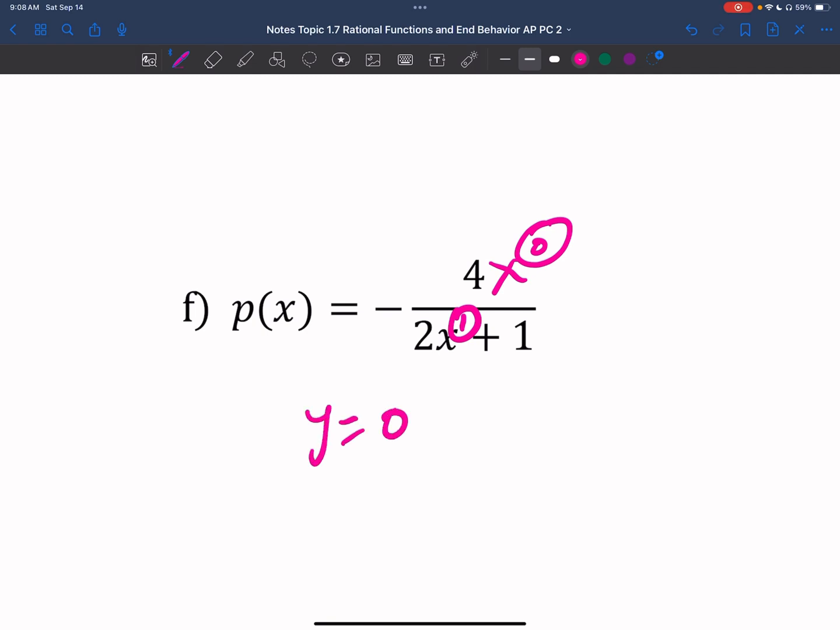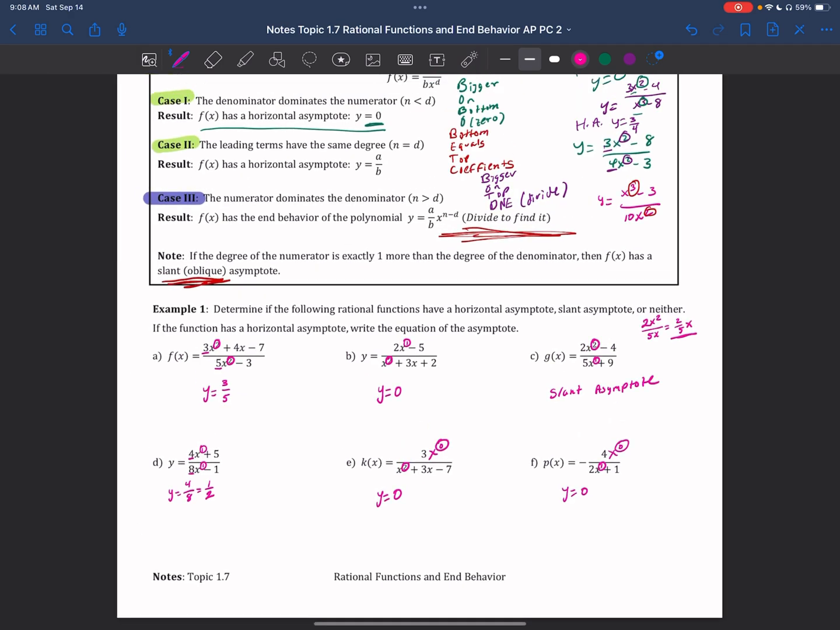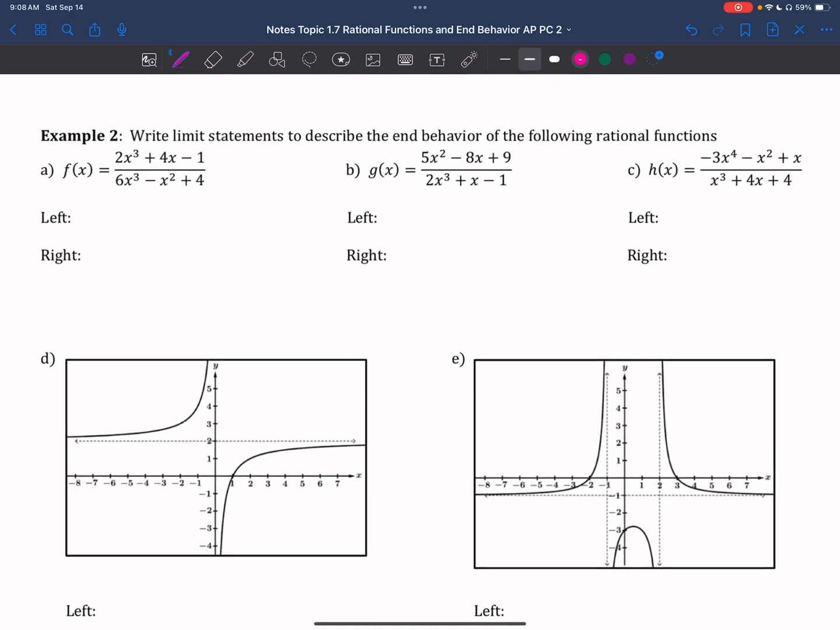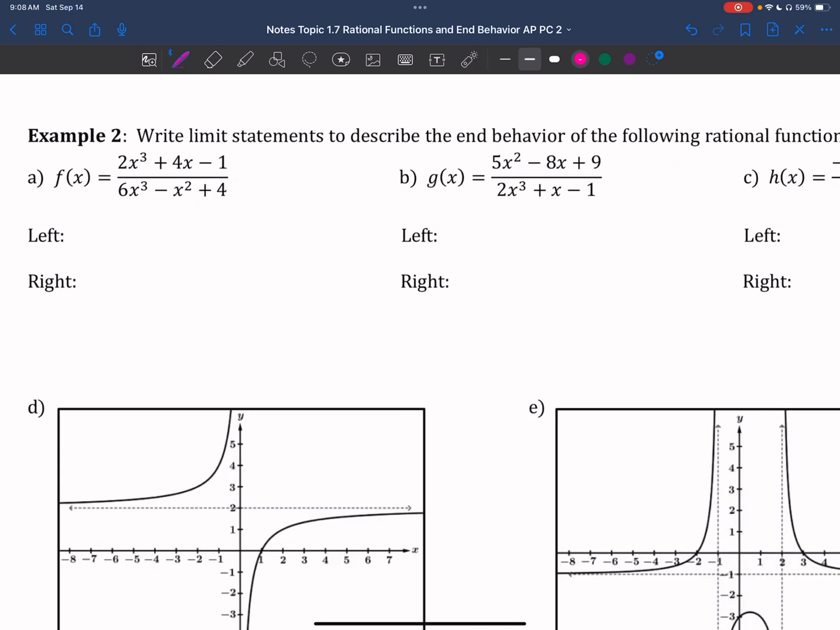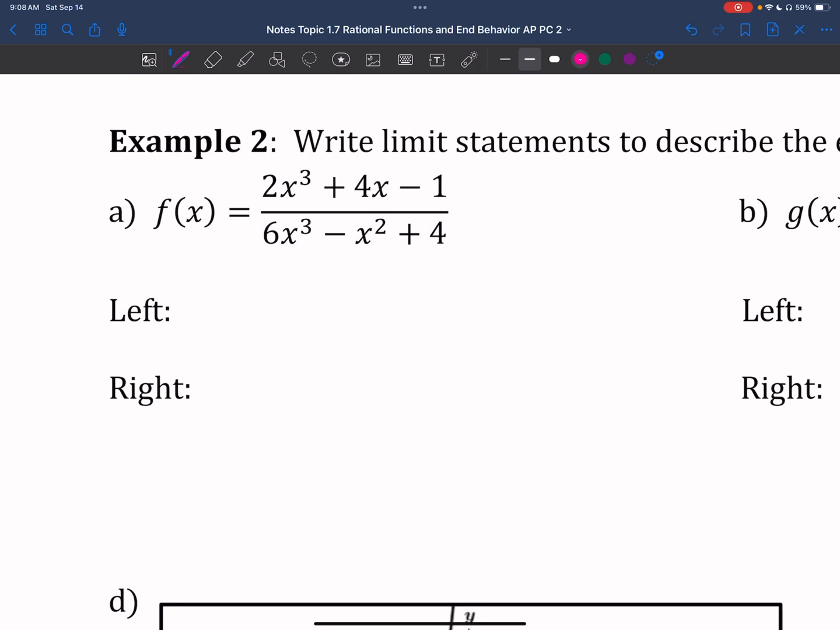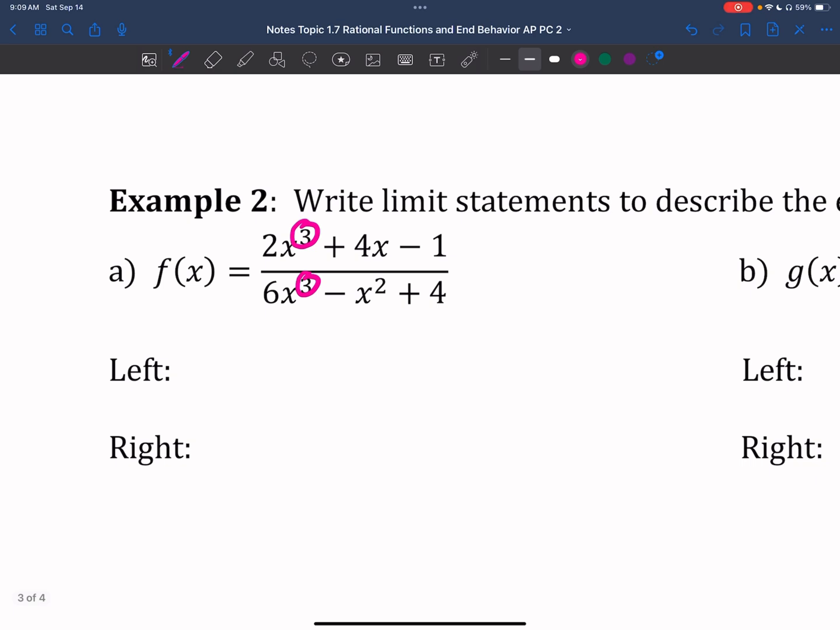Okay, the next example is asking you to write the limit statements to describe the end behavior of the following rational functions. So for A, I'm going to look at my equation, look at my degree. The degree on the top is 3. The degree in the denominator is 3 as well. I can see that they're equal to each other. So again, it reminds me of the Betsy rule, bottom equals top. And then again, the C reminds me that I must divide the coefficients.